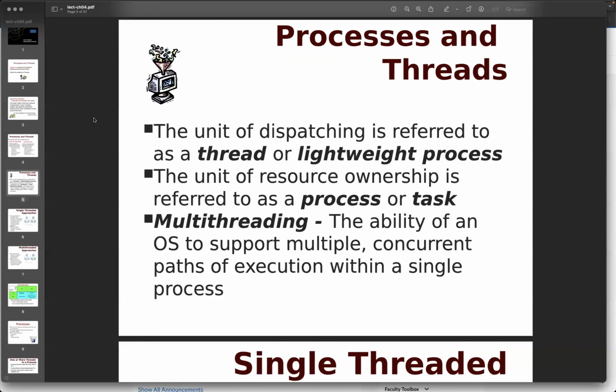For a process, the unit of dispatching is referred to as a thread or a lightweight process. The unit of resource ownership is referred to as a process or a task. Multi-threading is the ability of an OS to support multiple concurrent execution paths within a single process. Within one single process, we can have multiple threads, which divide the work into different parts so they can run concurrently.